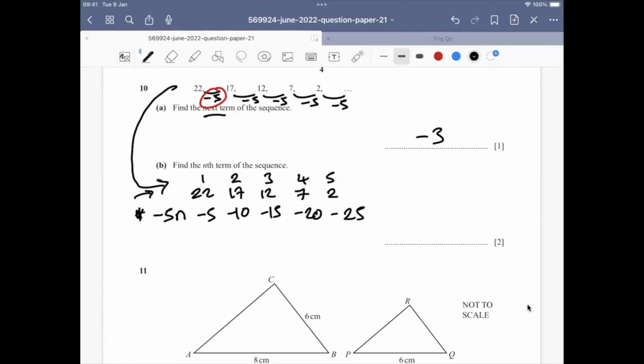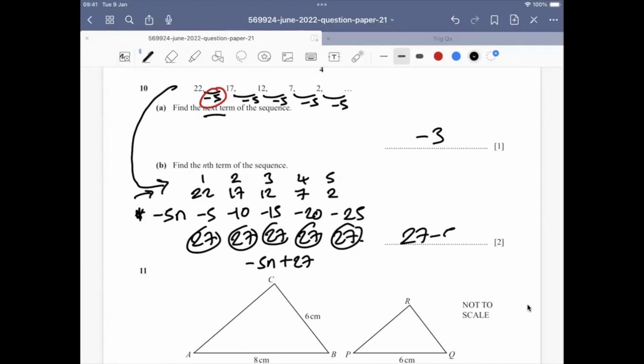So 22 minus 5 is 27. 17 minus 10 is 27. 12 minus 15 is 27. 27, 27, etc. So this is our constant of our nth term sequence. So the formula for the nth term is going to be minus 5n plus 27, or 27 minus 5n, which is the same thing, just rearranged.